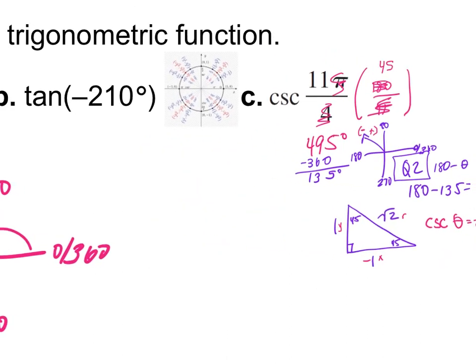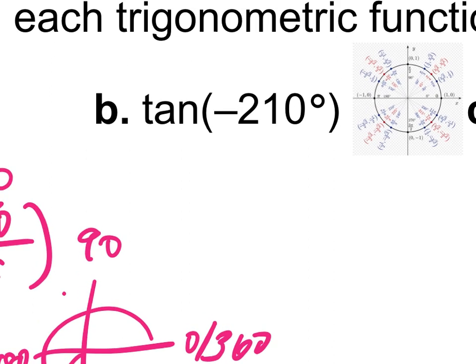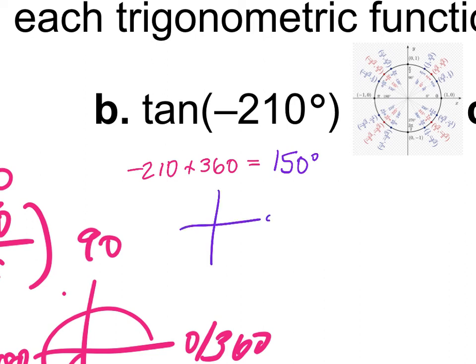Like if I'm given negative 210. Well, guys, I don't want to work with a negative angle. You can go opposite around the unit circle, or just find the coterminal. How would I find a coterminal angle to negative 210? Add 360. Good. So what's negative 210 plus 360? 150. All right, so now let's do our math here.